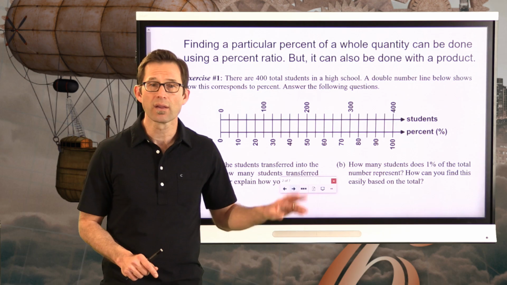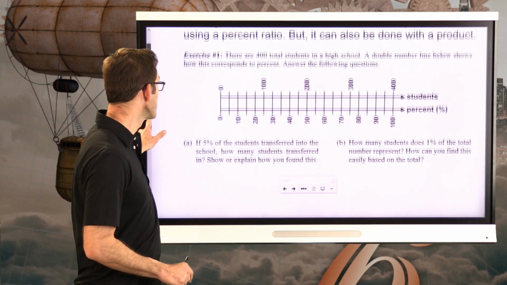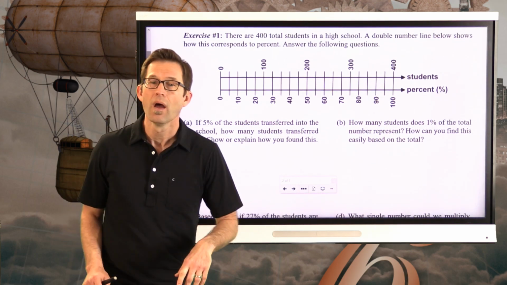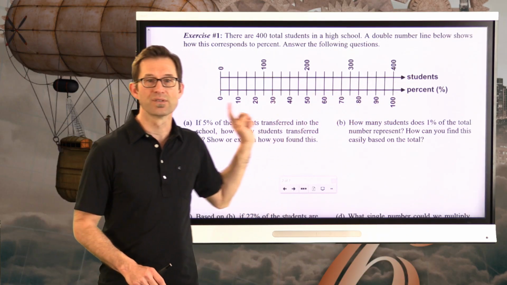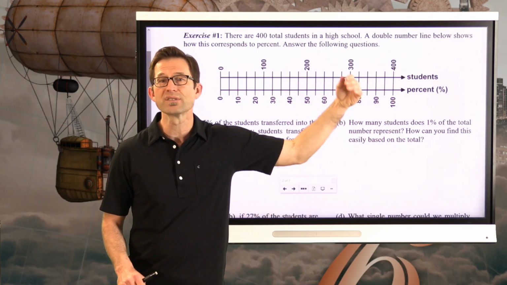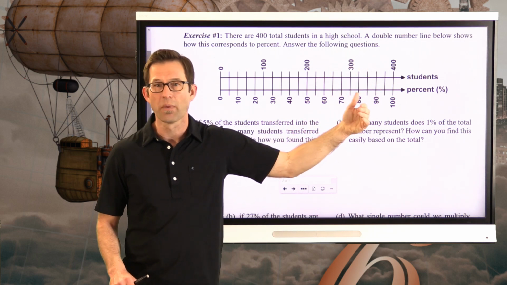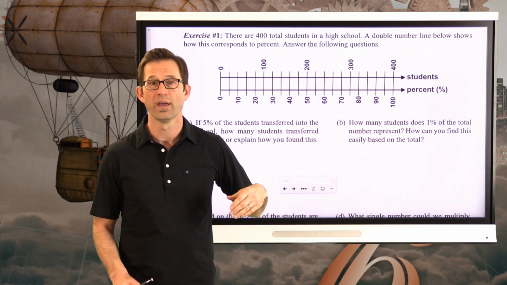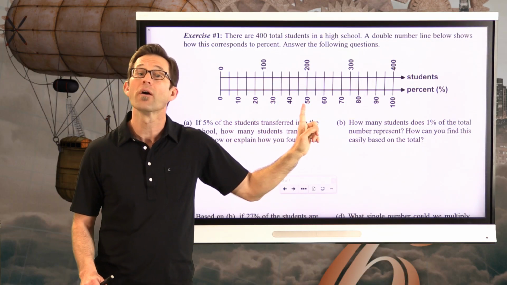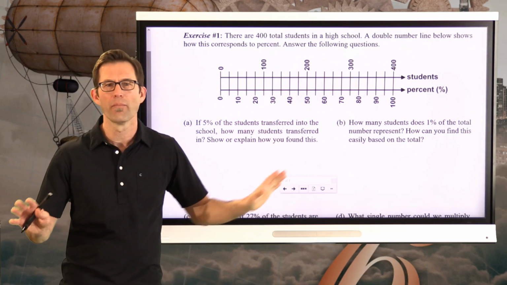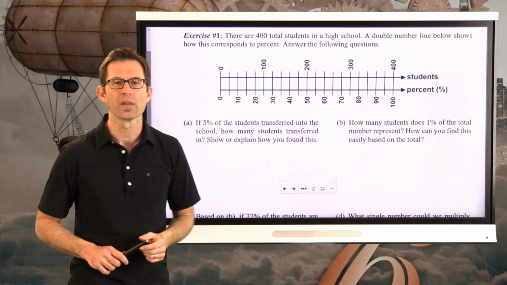Let's just take a look at this double number line. Let me move it up to the top of the screen so we've got the whole problem there. It should be easy. You've got 0 to 400 in terms of the students and 0 to 100 in terms of percent. Obviously the 400 students corresponds to the 100%. Likewise, 200 students would correspond to half of that, or 50%. So it all makes sense. But let's take a look at something a little bit more challenging.